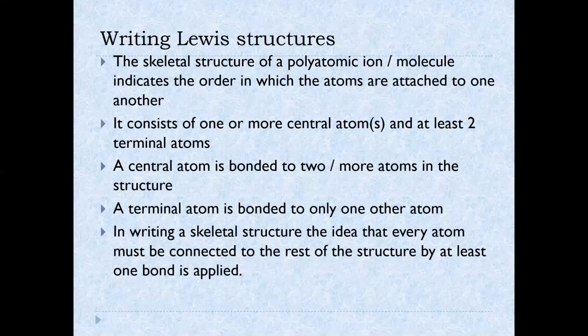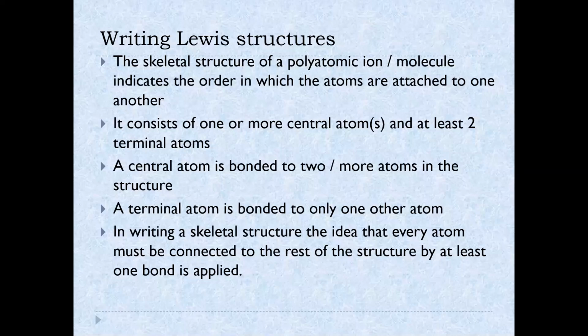A terminal atom is an atom that is only bonded to one atom. So when it has only one bond, that is the terminal atom. And when we are writing this skeletal structure, the idea is that every atom must be connected to the rest of the structure by at least one bond. Just like when you draw a human being, the head will not be floating. Every one of the parts of the body must link up together. So when we're drawing skeletal structures also, every one of the parts must be linked together. That is what gives us an idea that, okay, we have the complete structure of the atom.